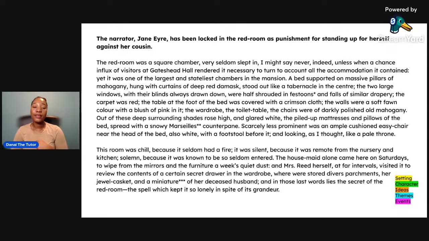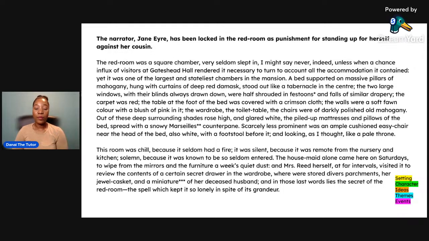So here we go. The narrator, Jane Eyre, has been locked in the Red Room as punishment for standing up for herself against her cousin. The Red Room was a square chamber, very seldom slept in. I might say never, indeed, unless when a chance influx of visitors at Gateshead Hall rendered it necessary to turn to account all the accommodation it contained. Yet it was one of the largest and stateliest chambers in the mansion. A bed supported on massive pillars of mahogany, hung with curtains of deep red damask, stood out like a tabernacle in the centre. The two large windows, with their blinds always drawn down, were half shrouded in festoons and falls of similar drapery.